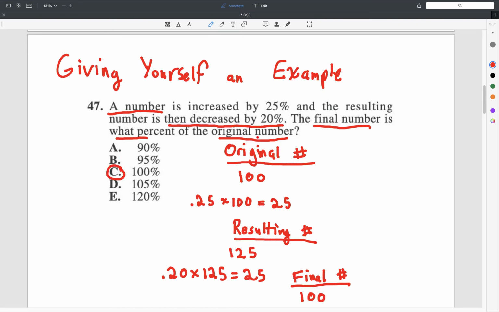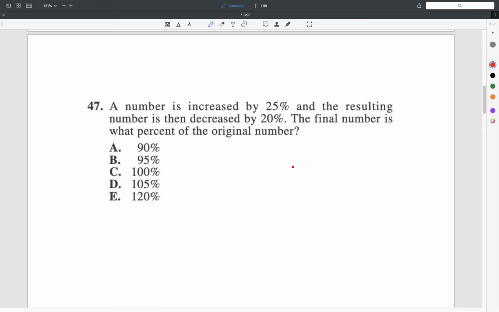Now, the really cool thing about this technique is that you can actually choose any number to work with. We chose 100 because that's easiest in terms of taking a percent, but just for the sake of showing that we can choose any number, let's go ahead and do this again, but with a different number. I'm just going to randomly pick a number here.